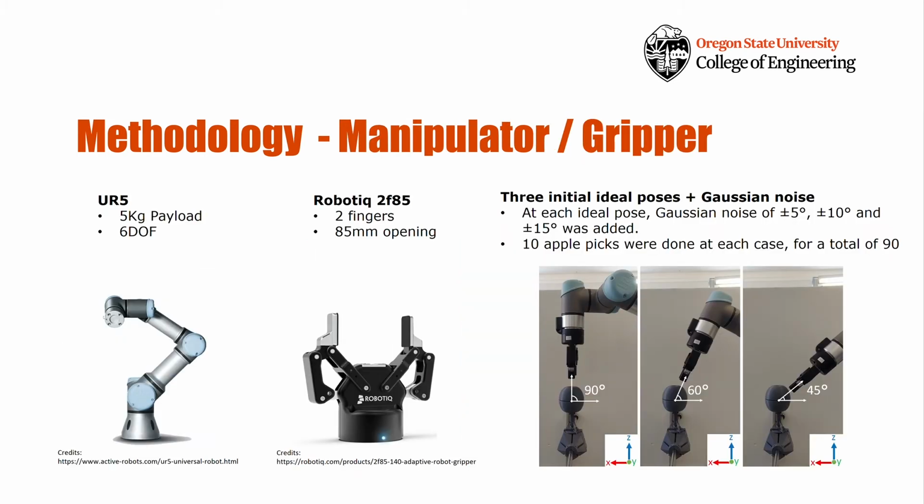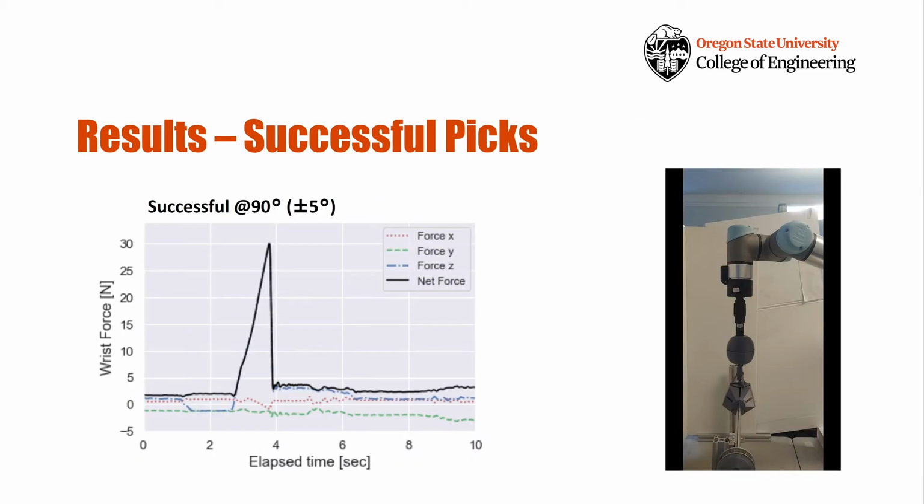We used a robotic manipulator and a Robotiq 2F-85 gripper, and did 3 different initial ideal poses, 90, 60, and 45 degrees, and for each one of these we added some noise. This is how the first successful picks look. You can see that the net force reached a value up to 30 Newtons, which is very close to what we wanted it to be.